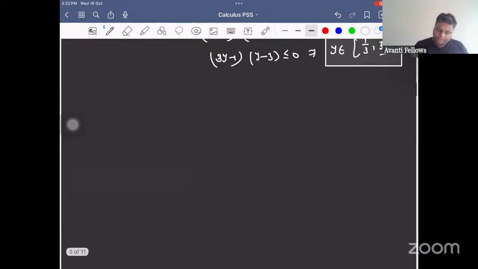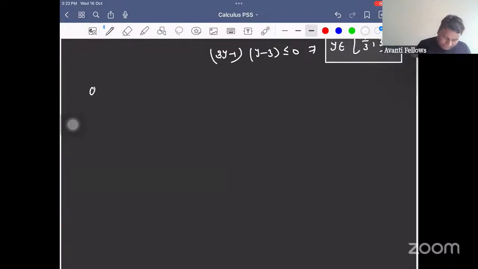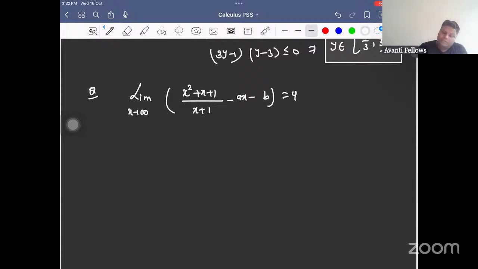Now see, the next question is: limit x approaches infinity of x square plus x plus 1 upon x plus 1 minus ax minus b equals 4. Find a and b. Whatever answer you get, write it in the chat box. I give you 2 minutes to solve this.